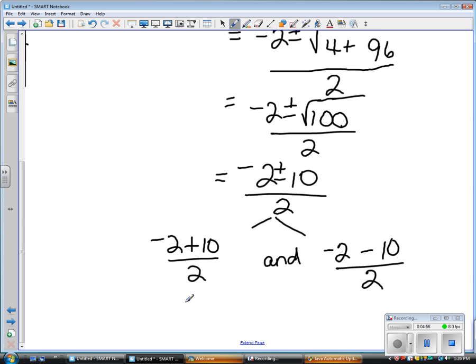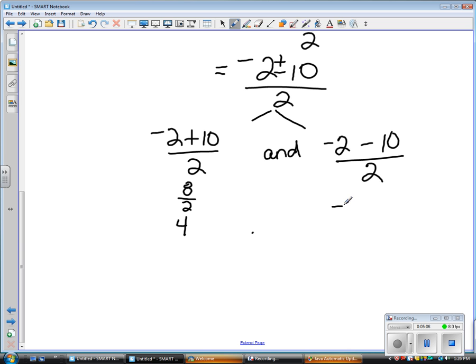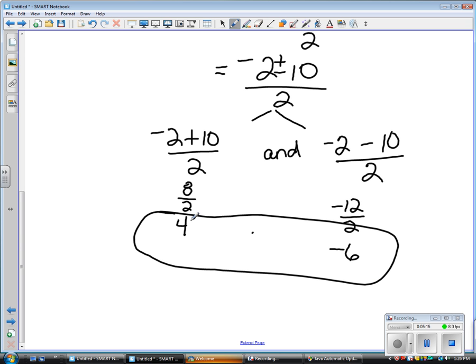What's negative 2 plus 10? 8 over 2. What is 8 over 2? And what is negative 2 minus 10? Negative 12 over 2. And what's negative 12 over 2? Negative 6.